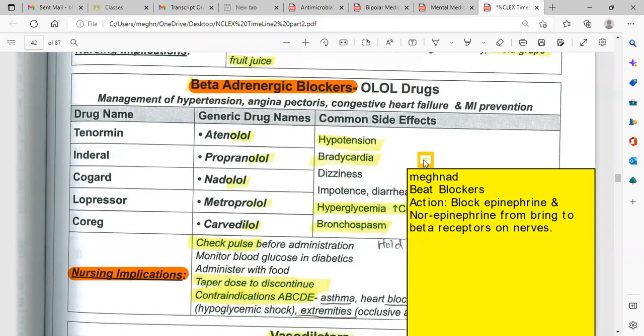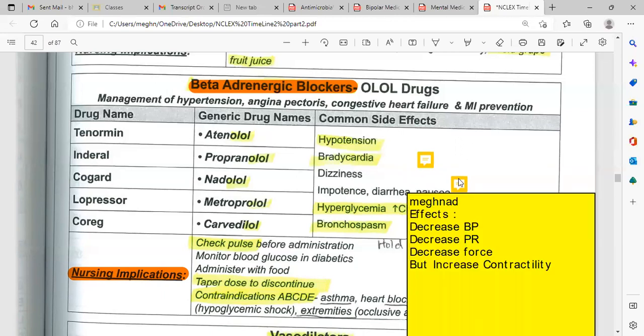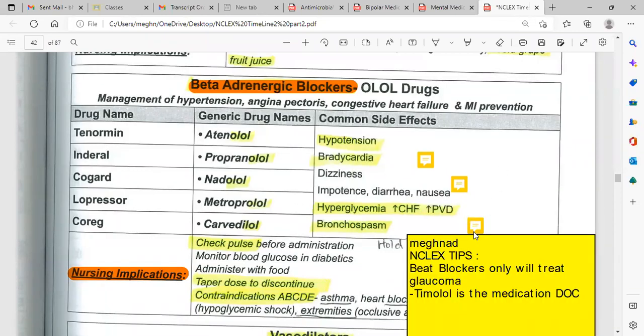Beta blocker, how does it work? They block the epinephrine and norepinephrine from binding to the beta receptor of the nerves. The effect of beta blocker: decrease blood pressure, decrease pulse rate, and decrease the force of contraction, but increase the contractility. And last note here, beta blocker will treat glaucoma, and this is called timolol. Timolol is the medication of choice for glaucoma, important for NCLEX board.